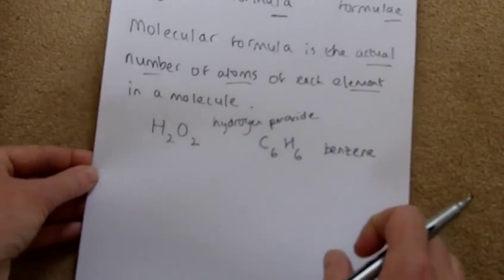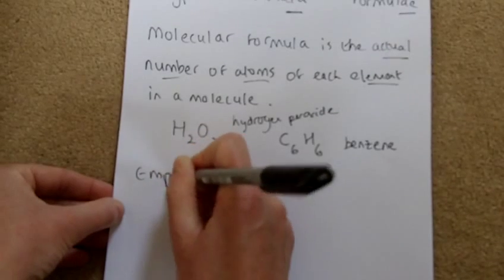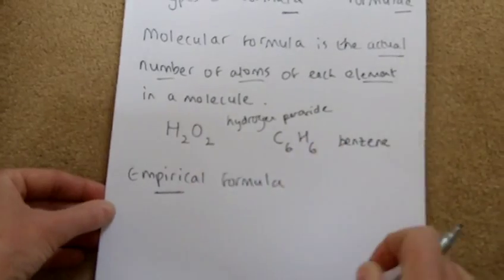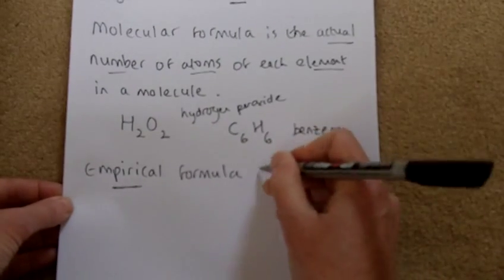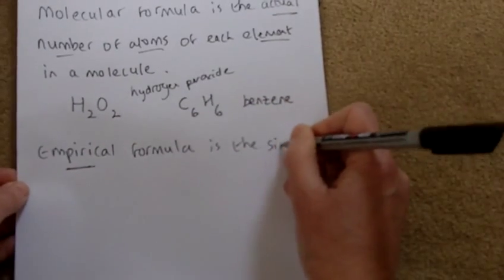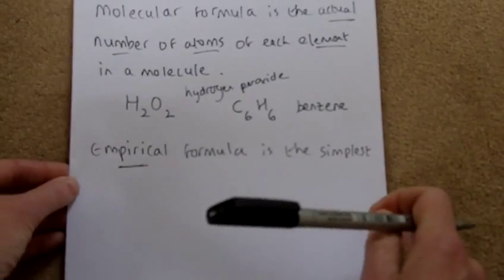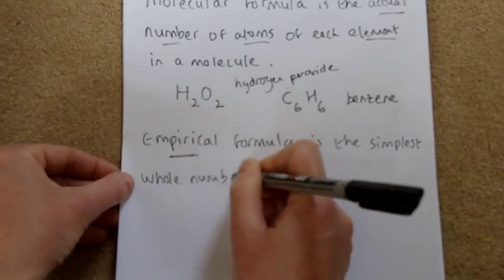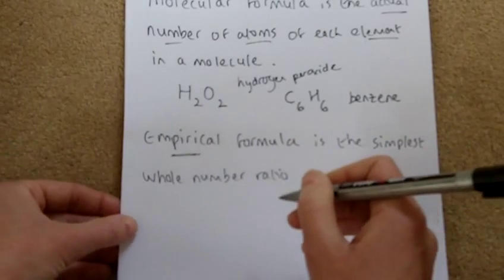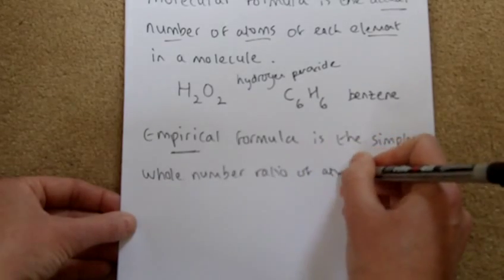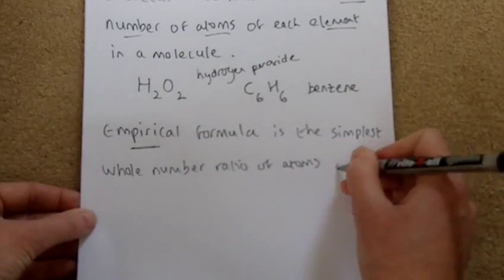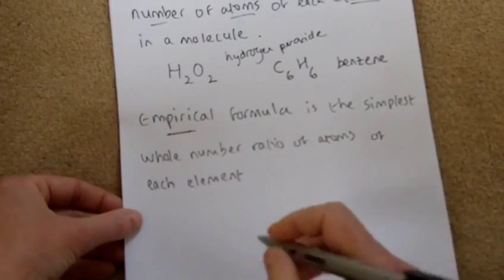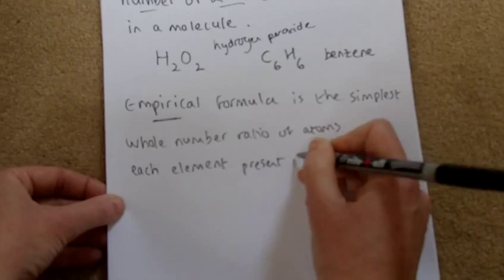And there's something called empirical formula. Be careful with your spelling here. Empirical formula is the simplest whole number ratio of atoms of each element present in a compound.